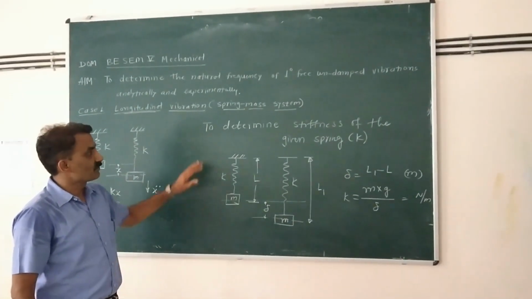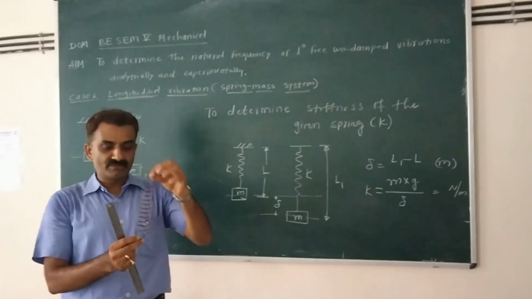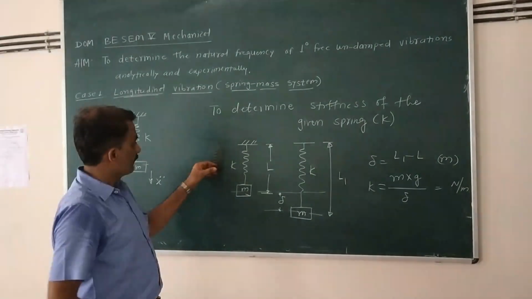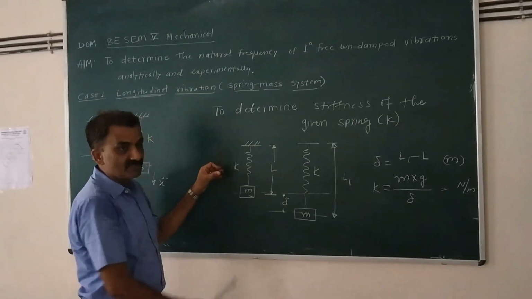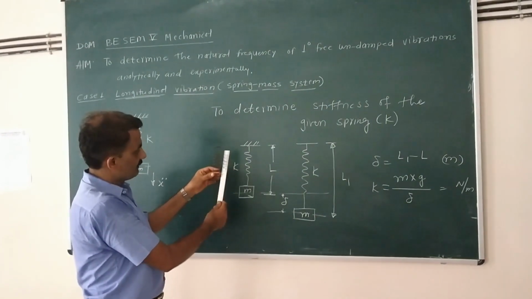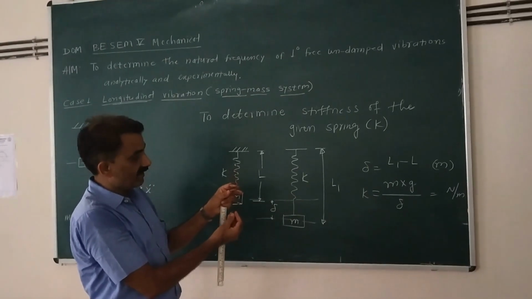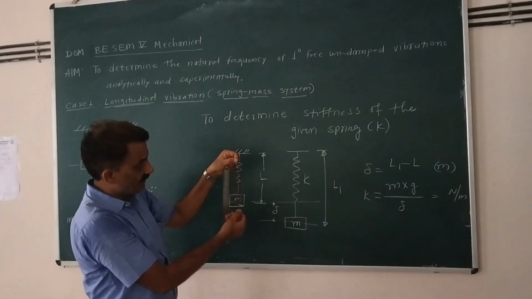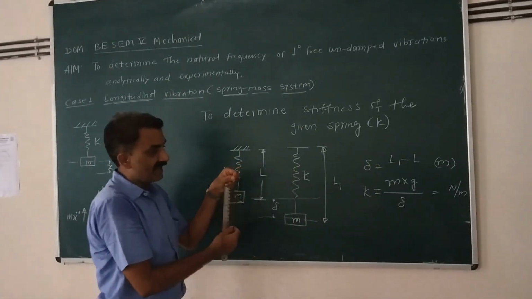So our next step is to determine the stiffness of the given spring. Suppose this is the spring which we are going to use for the experimental purpose. This is the spring having stiffness K, and we are going to attach some mass at the end of the spring. We will measure the initial length of the spring, that is L, and we attach some mass at the end of the spring, and because of that mass the spring gets extended, or deflection takes place, and we measure the new length as L1.